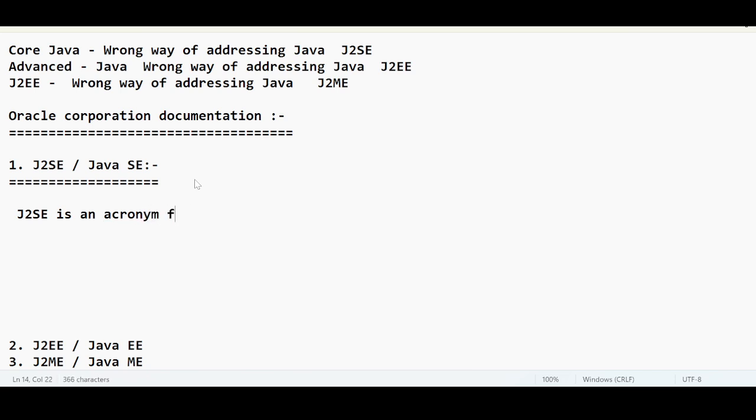Acronym for what? Acronym for Java 2 Standard Edition. Or you can also call it as what? You can either say Java 2 Standard Edition, or you can also say Java Standard Edition. Both are the correct statements.